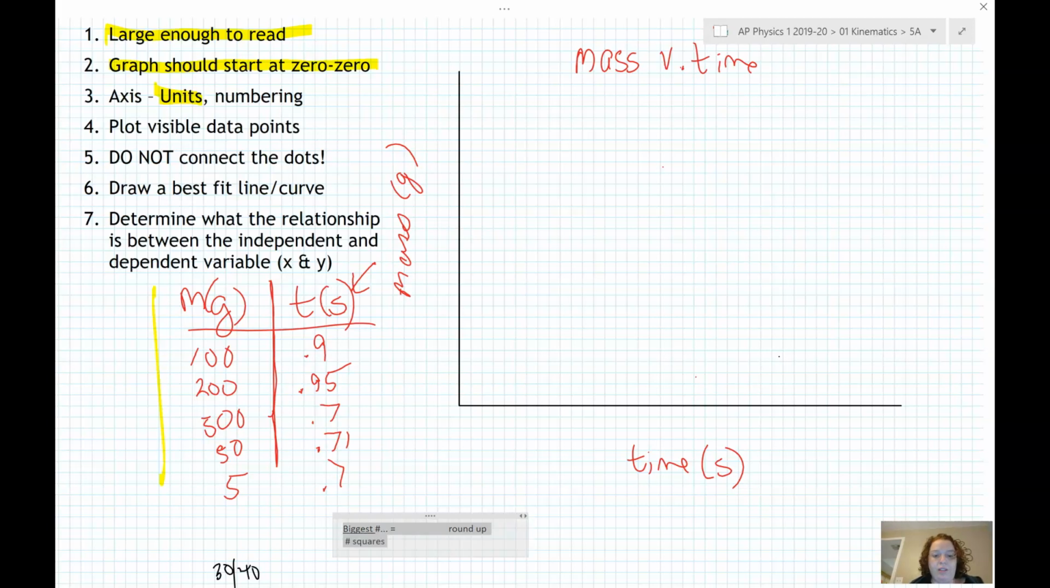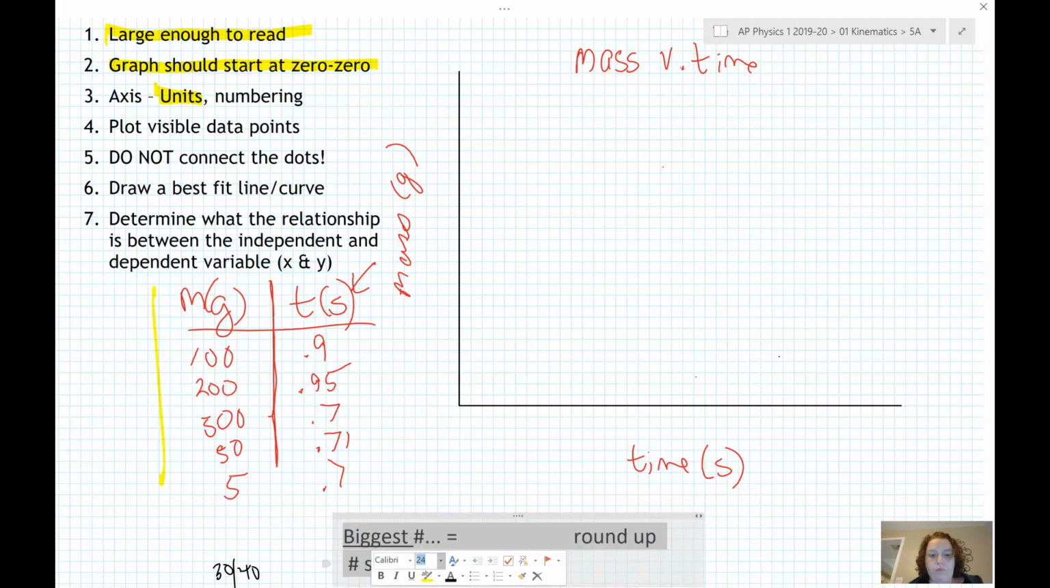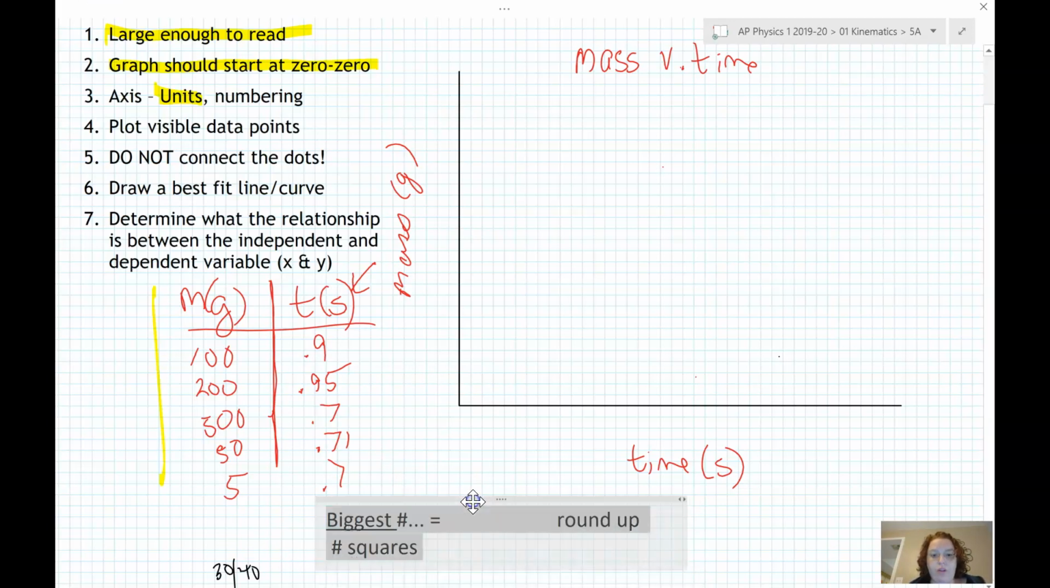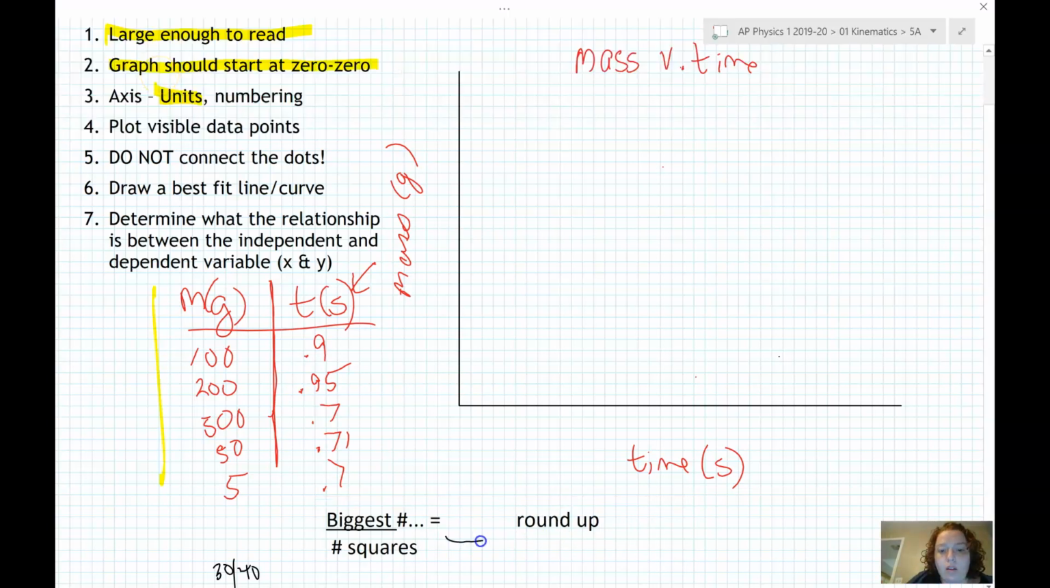Let's make this a bit bigger so we can see what we're talking about. In this case, the number of squares I have on my x-axis is 30, and my biggest number is right here. That's 500. So I'm going to take 500 divided by 30.